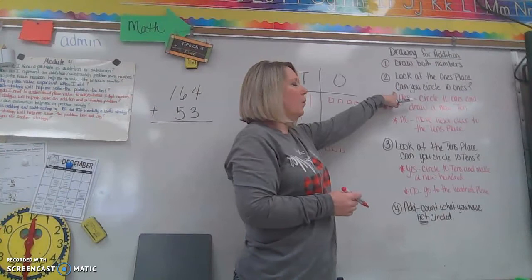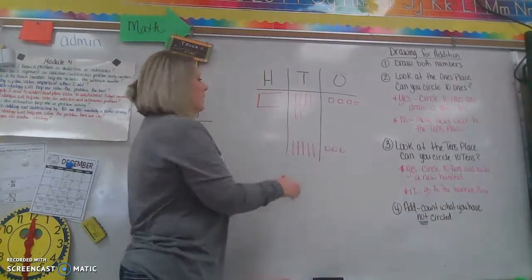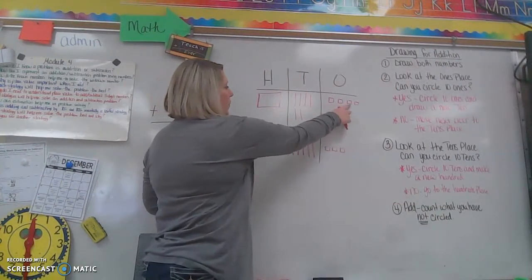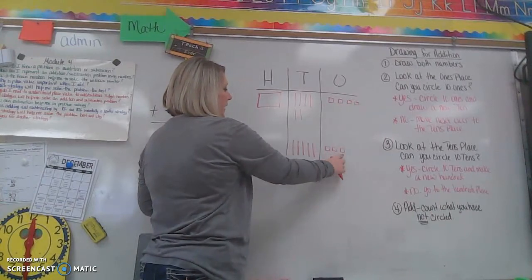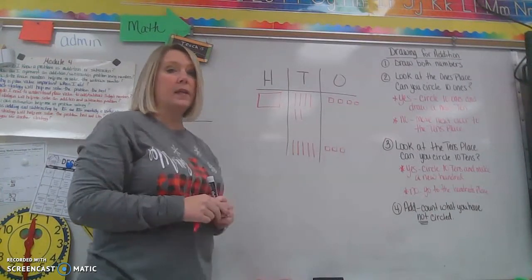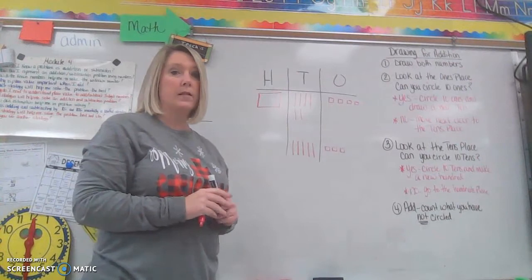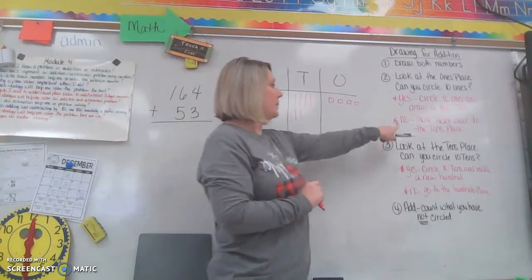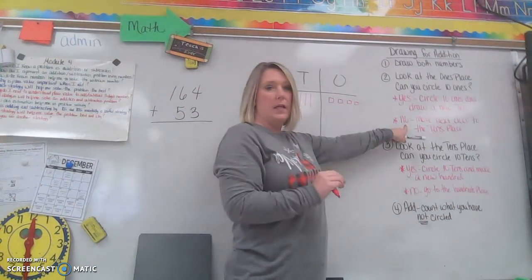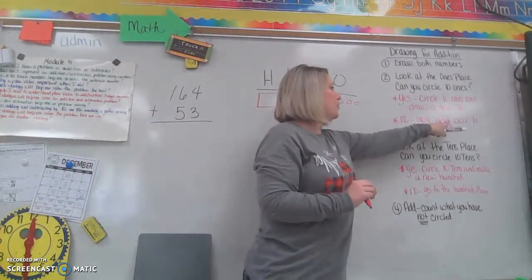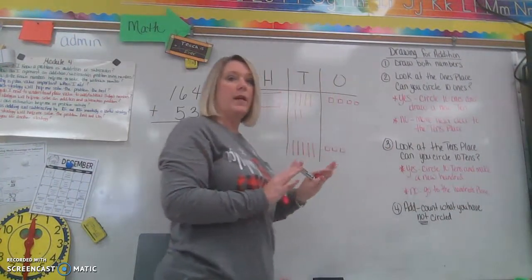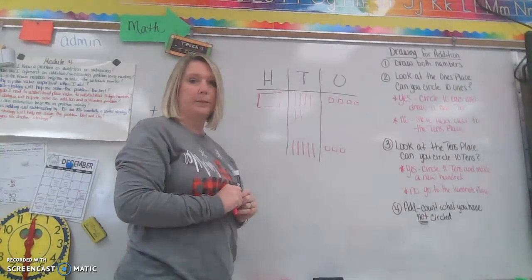Step 2, look at the ones place. Can you circle 10 ones? Okay, well, let's count and see. 1, 2, 3, 4, 5, 6, 7. No, we cannot circle 10 ones. So go back over to your steps. And since we said no, we move next door to the tens place. So we don't have to do anything there. We're going to leave it alone.